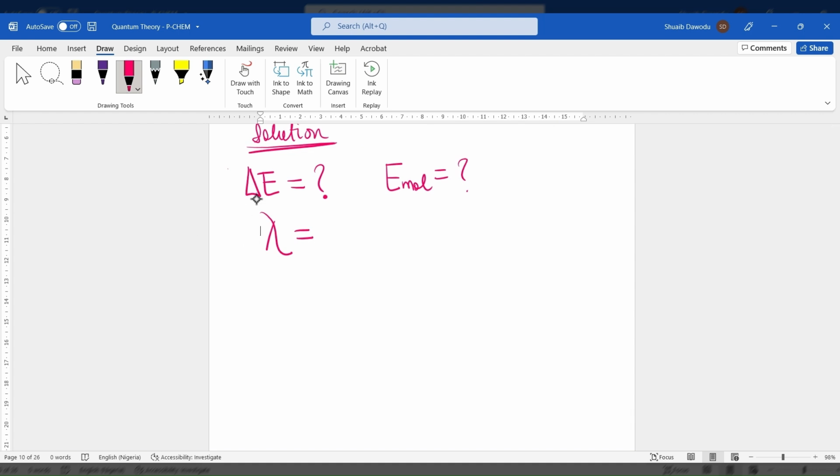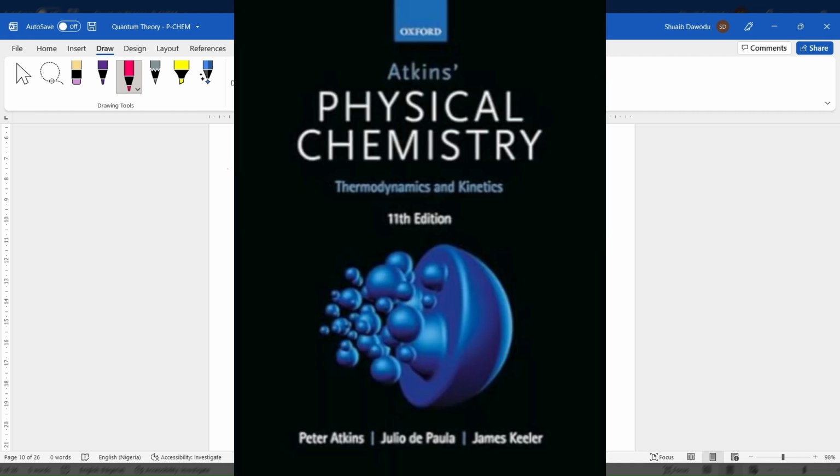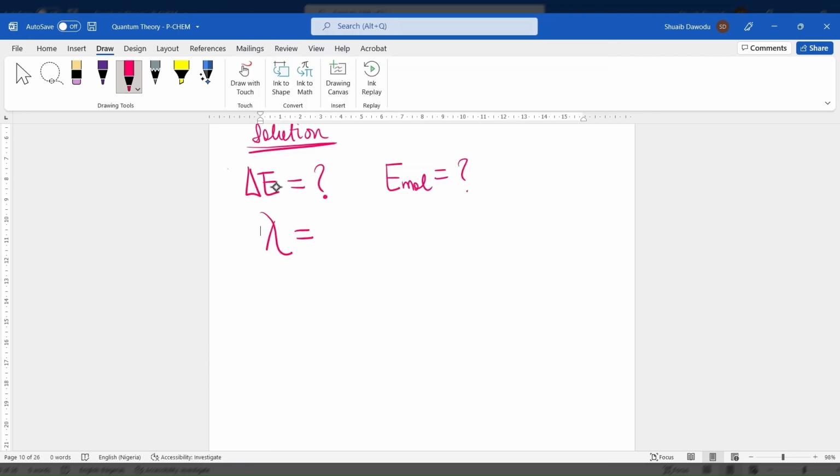Some of you may be wondering how to solve a question like this. Before I go into detail, I want to mention that this is a question from Atkins Physical Chemistry, 11th edition, chapter 7, which deals with quantum theory, basically quantum chemistry and quantum mechanics. I'm going to be doing more questions like this on this channel, not just thermodynamics anymore, but also topics that involve quantum theory, like chapter 7.